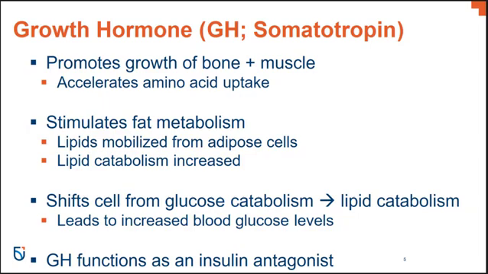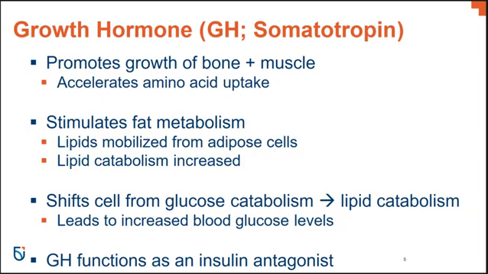Growth hormone also helps stimulate the metabolism of fat. So that is the breakdown of fat. If you have fat stored in adipose cells, which are fat cells or adipocytes, then growth hormone will basically mobilize those fats into the bloodstream, making them available for cellular breakdown. Because of this lipid mobilization, so this increase in lipid breakdown within cells, growth hormone is gradually shifting the body away from a normal glucose catabolism.